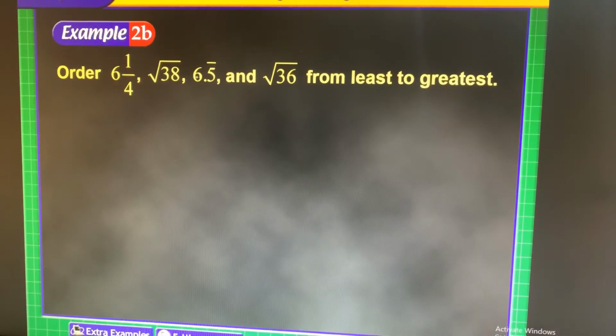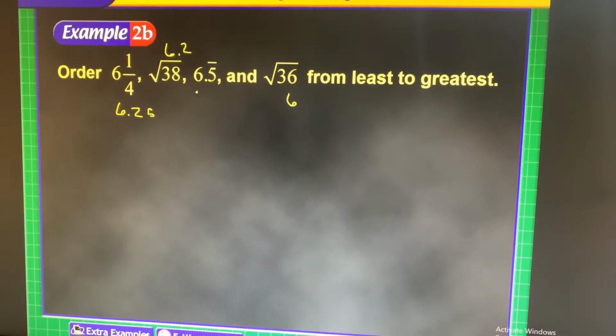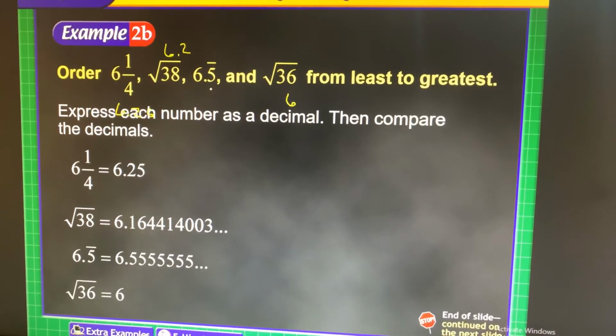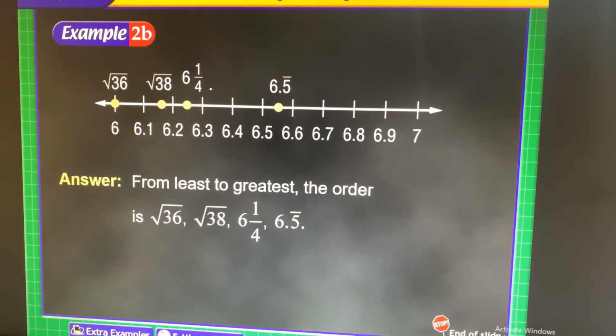Putting these in order, you're going to do the same thing. You know that this is 6. You know that this is pretty close to being 6. You know this is 6 25 hundredths. So the square root of 38 is probably about 6 2/10. So from least to greatest, you can see which one's the smallest. The square root of 36 is the smallest, then the square root of 38, then 6 1/4, then 6 5/10 repeating. So put them in the same format, then put them in order.